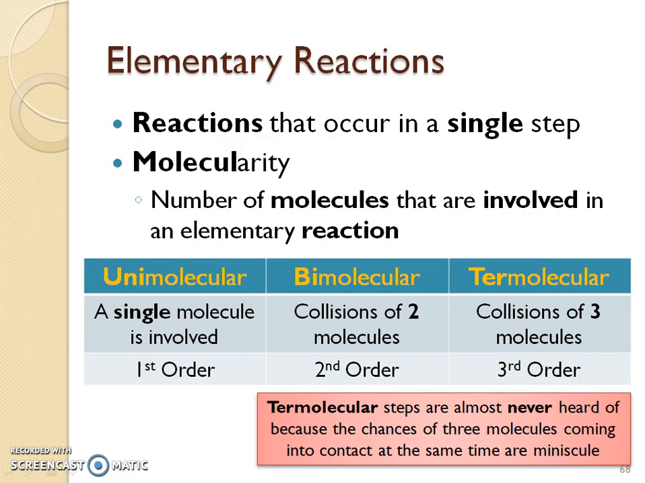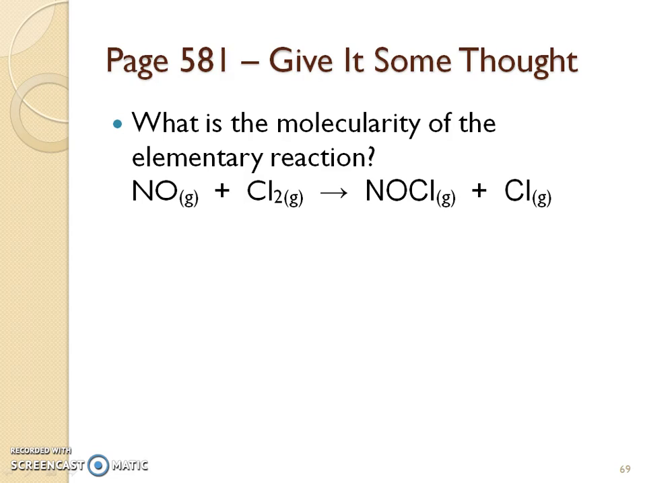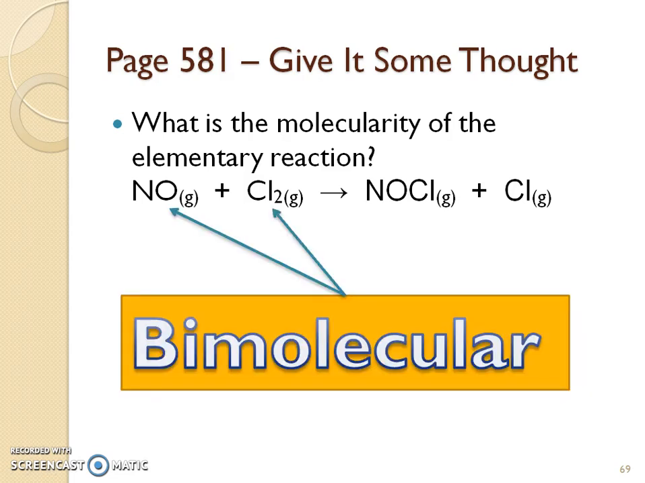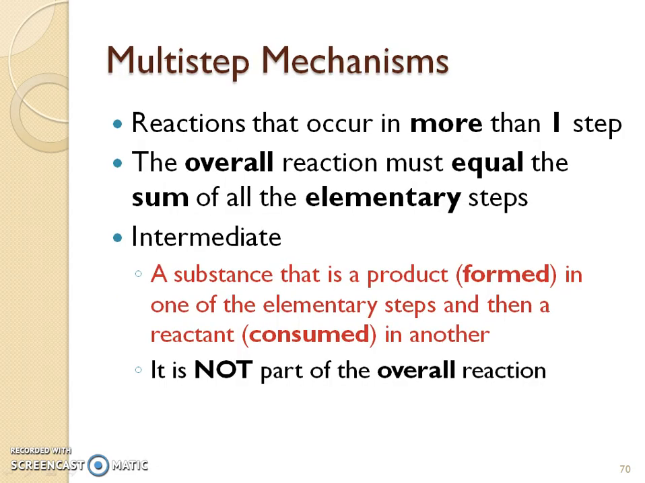So these elementary reactions, again, the reactions that occur in single steps, can be unimolecular, bimolecular, or termolecular. So if it's uni, it's got to be first order, bi would be second order, and ter would be third order. And again, termolecular reactions are very rare because if you have to have three things that have enough energy and hit each other at the correct orientation, that's hard to do. So give this some thought. Hopefully that makes sense. You have two reactants, so it's going to be bimolecular.